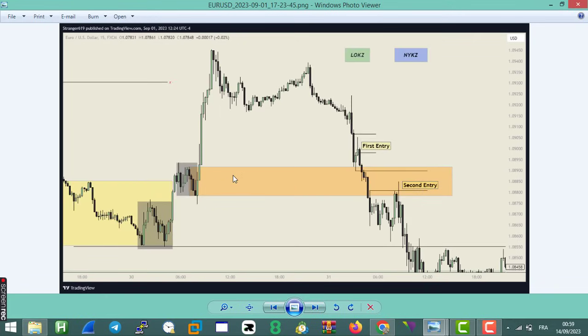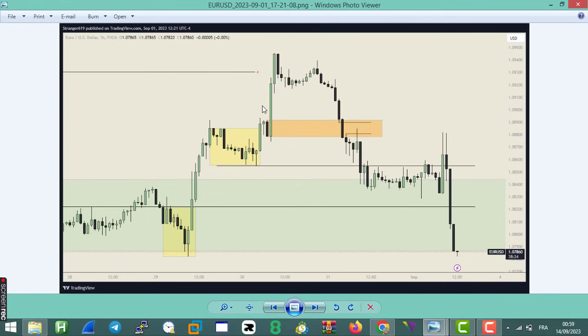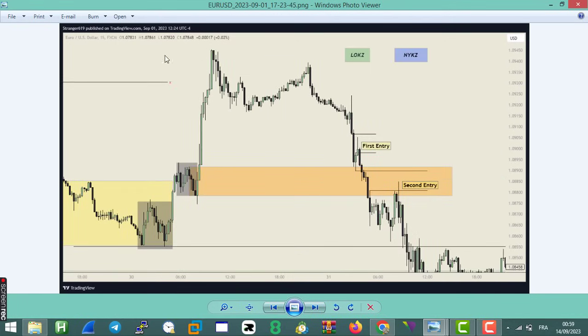So this is the 15-minute chart. You can see that here we have a market maker sell model inside a market maker sell model, right? So here's the first one, and we have another one on the 15-minute chart, right? Price will gravitate toward this consolidation right here to take liquidity.